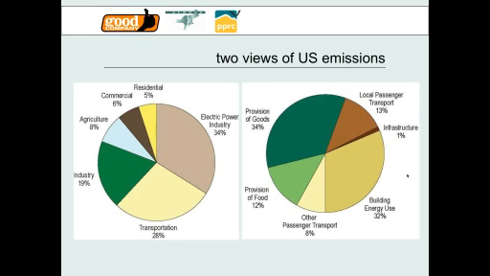And this looks quite different. It's the same emissions now, just being sliced differently. So what seems to come out on top here is, first of all, the provision of goods and food, and then second of all, buildings.